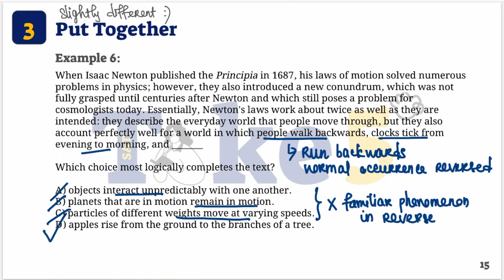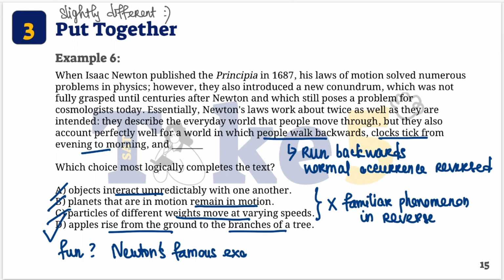Only apples rising back to a tree rather than falling from one illustrate the concept of backward motion, showcasing a subtle but proper flip from the concept to the example. D is then correct. Also, a fun thing to notice here is how the SAT rewards you by circling back to Newton's famous apple example and completes the list with its mirror image.